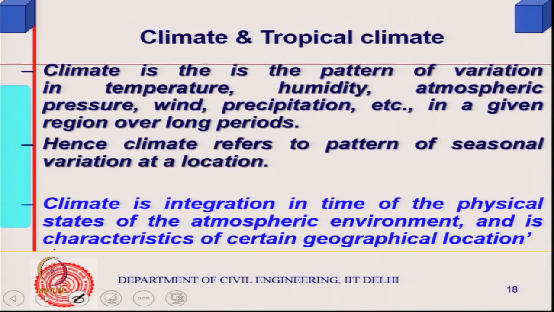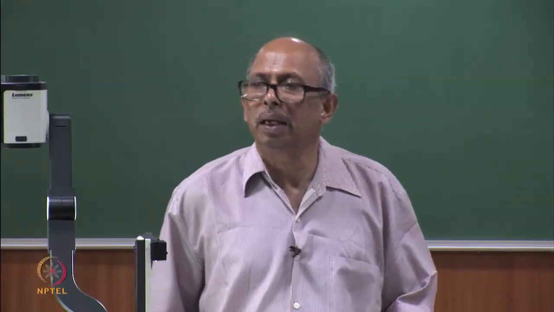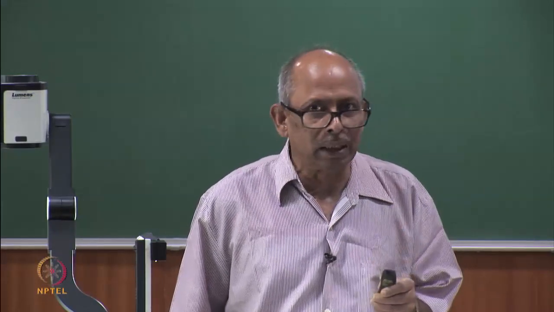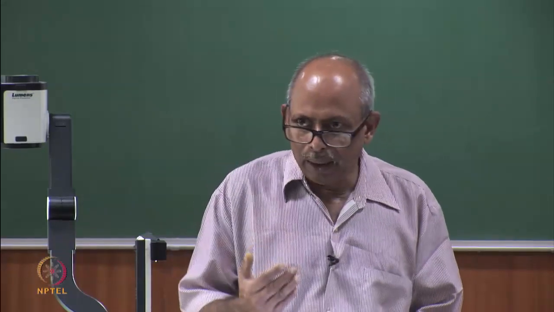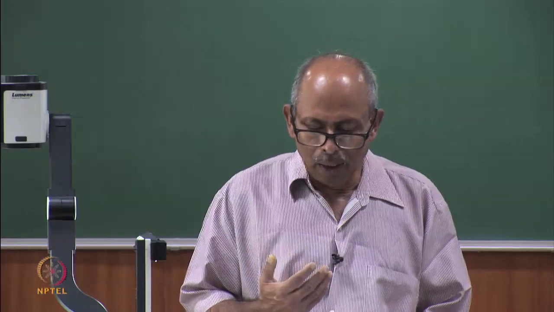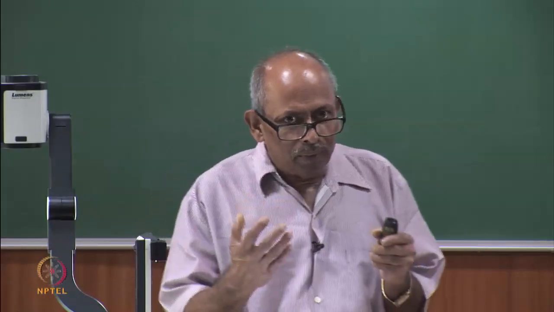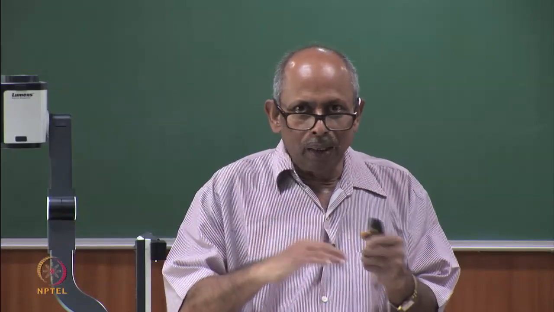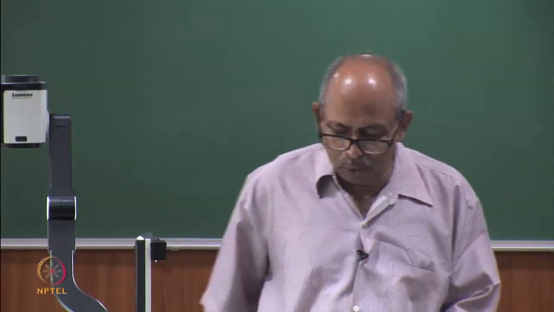If you define it a little more formally, climate is the integration in time of the physical states of the atmospheric environment. Climate is the integration over a period of time of the physical states of the atmospheric environment, and it is a characteristic of any geographical location. For any location, this pattern of environmental factors will vary. So, this pattern is a function of the geographical location. Therefore, for the whole globe, I can look into different scenarios or divide it into different zones.